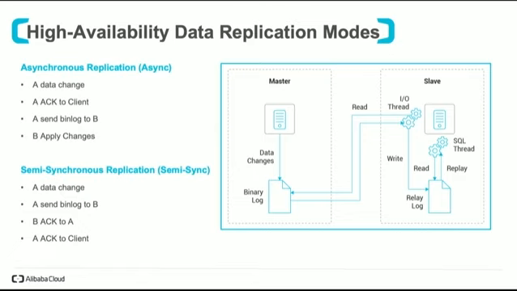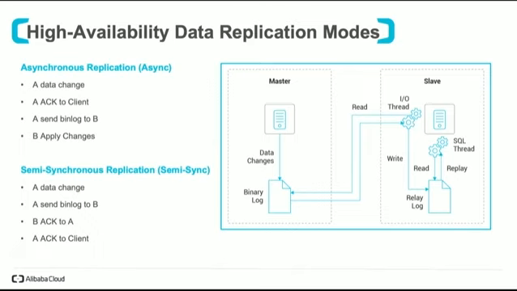The second data replication mode is called semi-synchronous replication. This is actually the default mode supported by RDS. You have to do a manual switch if you want to use asynchronous replication. So what this does is your application only gets returned when the master node and slave node get updated. So you can guarantee strong consistency between the master node and slave node.